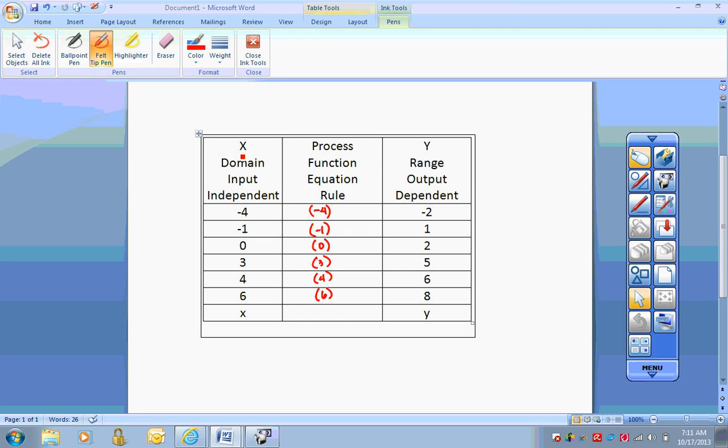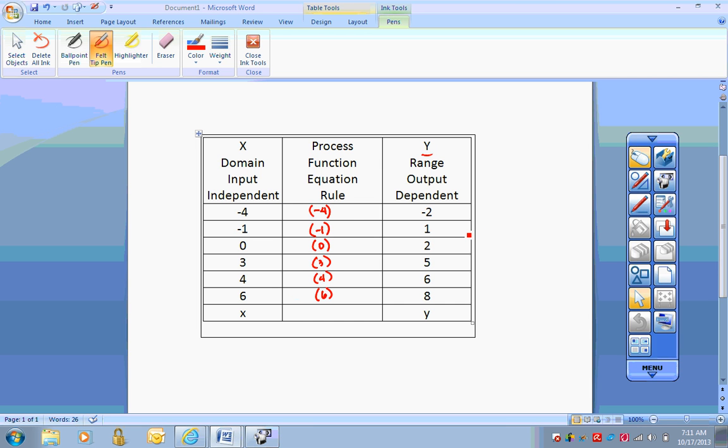Notice the different names: x, y, domain, range, input, output, independent, dependent. Those are all the different terms for the x variable. Okay, so all I've done so far is just copy each of the x values, and now look what I'm going to do.